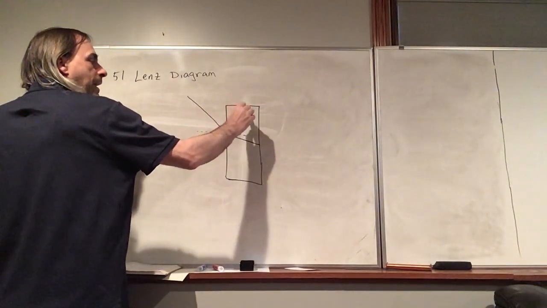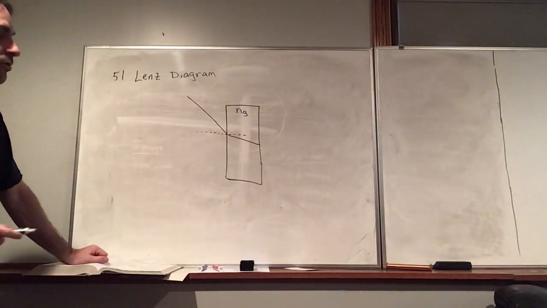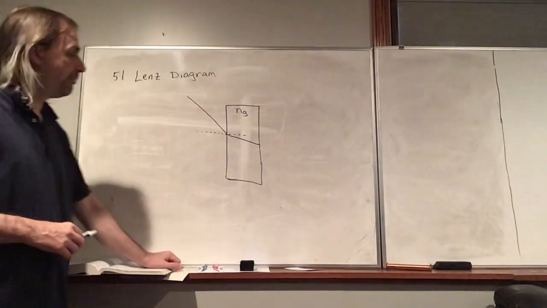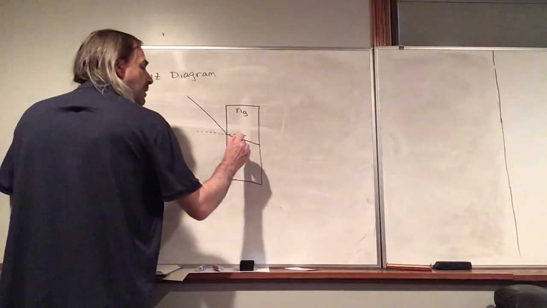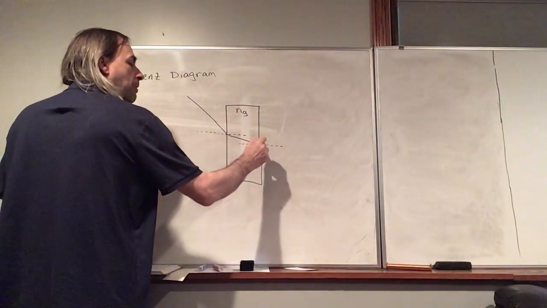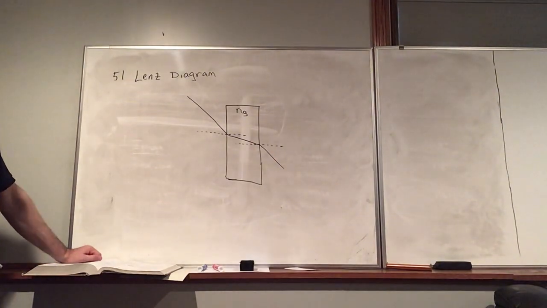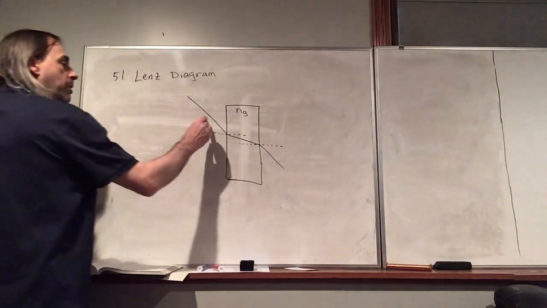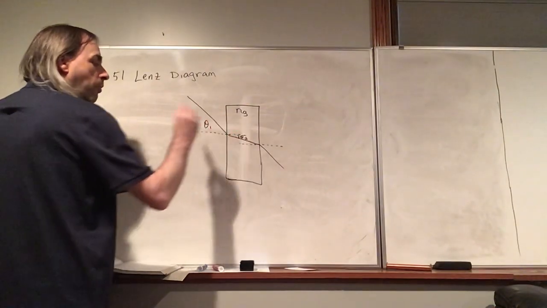Let's just say this is n_g for glass. Outside, the index of refraction is just 1. What happens when light hits a window at a certain angle is it bends towards the normal, but then when it hits the other surface, it goes from a high index of refraction to a low index of refraction and bends away from the normal. It's easy to see that these two beams are going to be parallel. To do that, let's say this is theta 1, and this angle is theta 2.